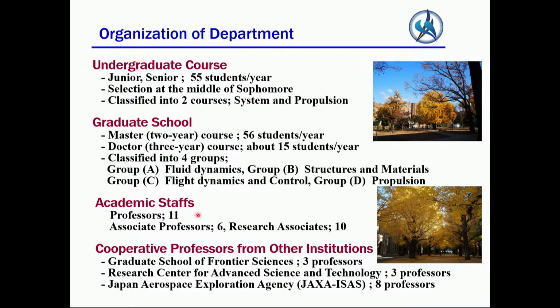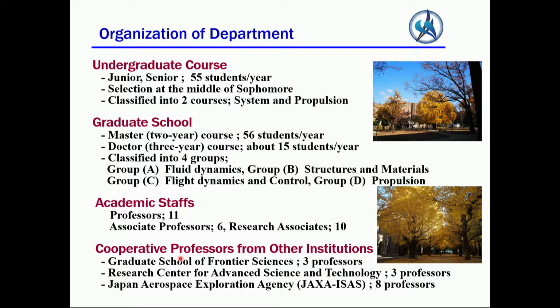And academic staff, we have 11 professors and 6 associate professors. In our style, the full professor manages 1 laboratory, and in that laboratory, we have associate professors. So professor and associate professor are co-workers to manage the one laboratory. So it means our department has 11 laboratories, but we need more associate professors nowadays.